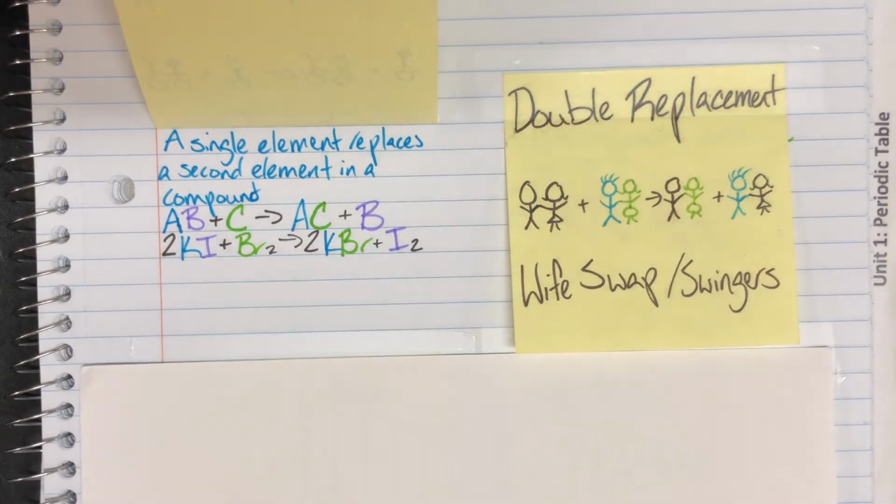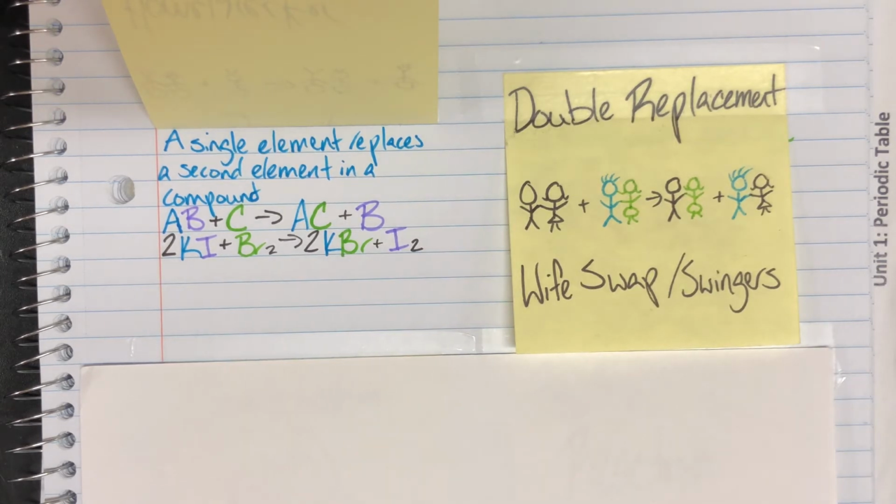And so for my single replacement, a single element is going to replace a second element in a compound. So I have our super general formula of AB plus C goes to AC plus B. And for my actual real life example, I have two potassium iodide molecules plus one diatomic bromine going to two potassium bromide molecules plus one diatomic iodine. So as you can see here, my bromine has kicked out iodine. It was the homewrecker. It broke up that potassium and iodine couple and replaced it.